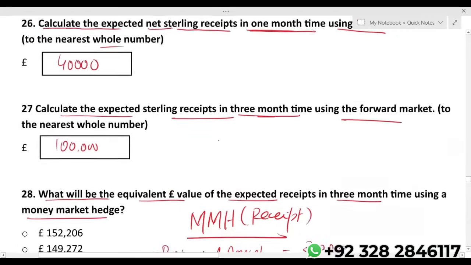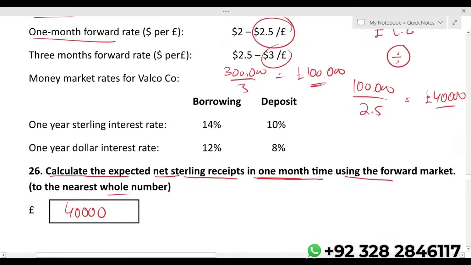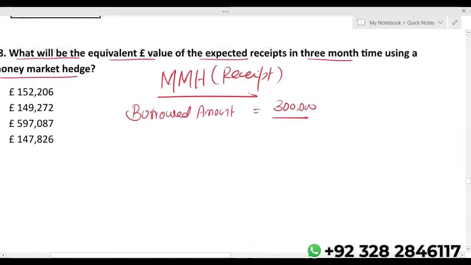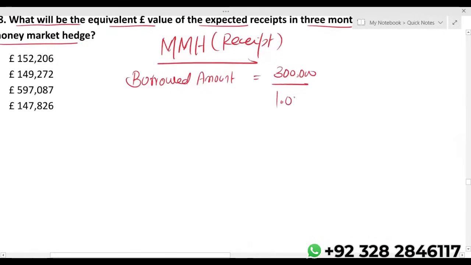Let's see the dollar borrowing rate. It is 12% for the whole year. For 3 months, of course, it is 3%. So divided by 1.03. We are just discounting that 300,000. Students, I'm getting 2,91,262.